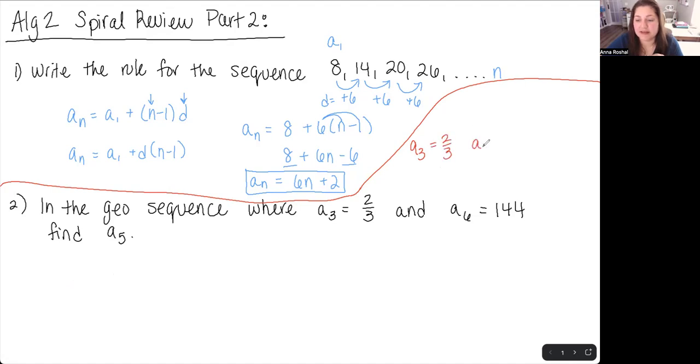Then we're going to end up with a sub 4. Then we're going to end up with a sub 5. And then we've got a sub 6 is 144. So there's not really a middle number between 3 and 6 because we've got 2. If we were looking for the 5th term, we would be kind of like, hey, let's find the average of these two, and then we'll add the same or multiply the same thing on both sides.